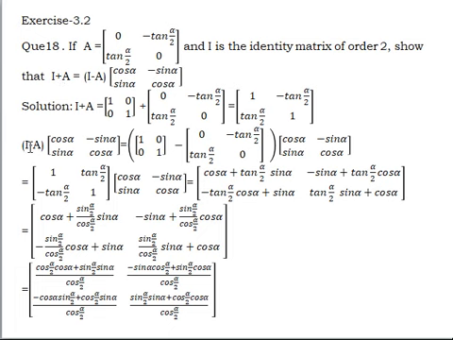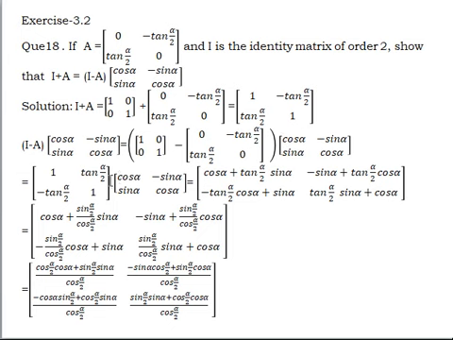So now here I am taking the RHS, that is I minus A into this second order matrix [cos alpha, minus sin alpha; sin alpha, cos alpha]. First I have written I minus A and this second order matrix. When we subtract these two, 1 minus 0 is 1, 0 minus tan alpha by 2 gives plus tan alpha by 2, and 0 minus tan alpha by 2 is minus tan alpha by 2, and 1 minus 0 is 1, and this matrix I have written as it is here.